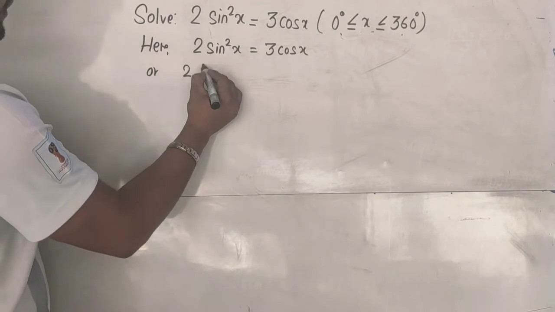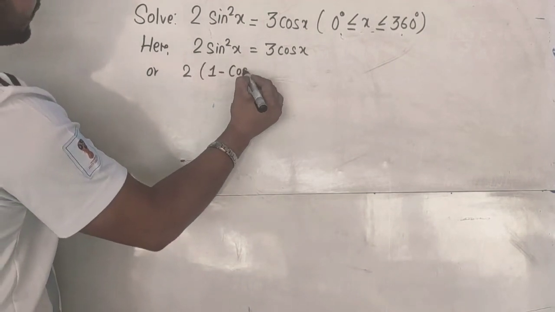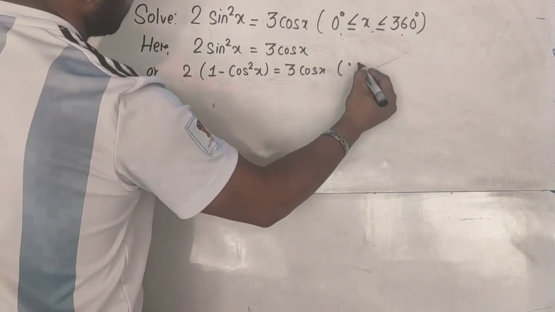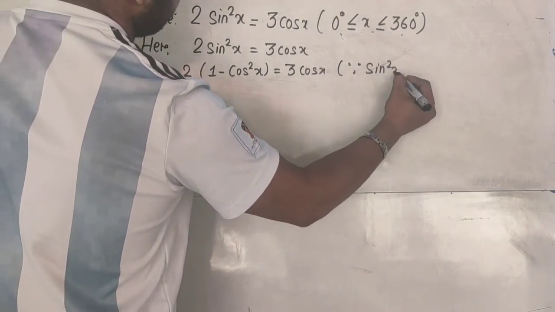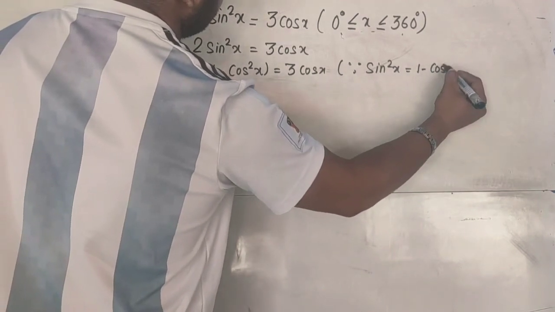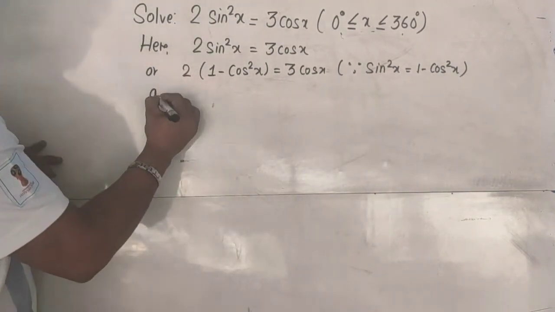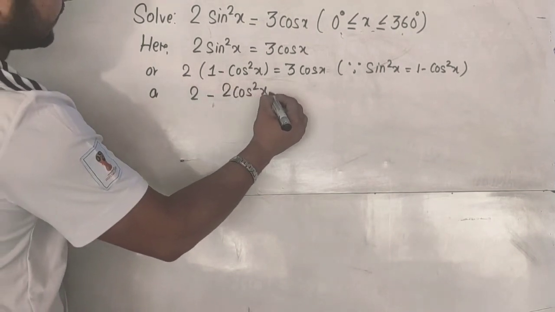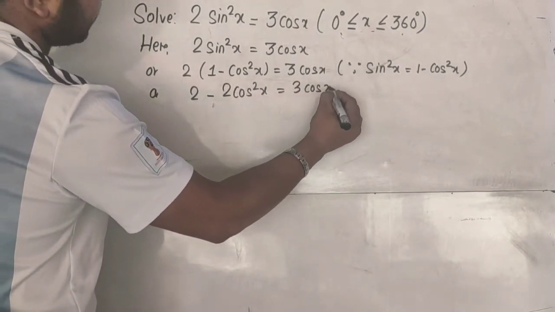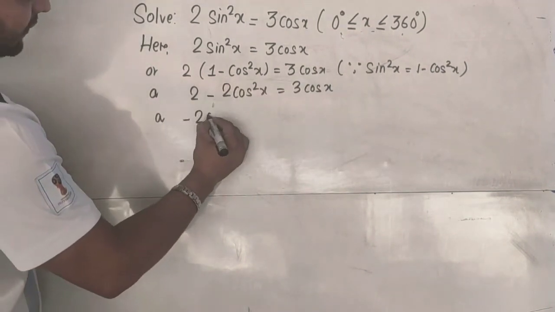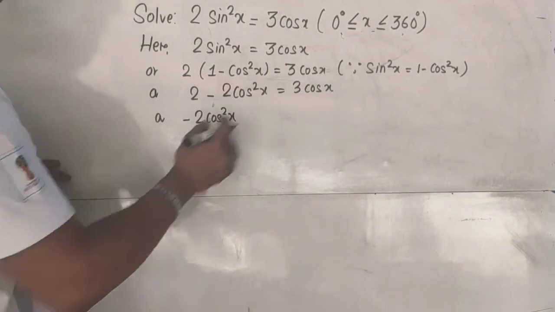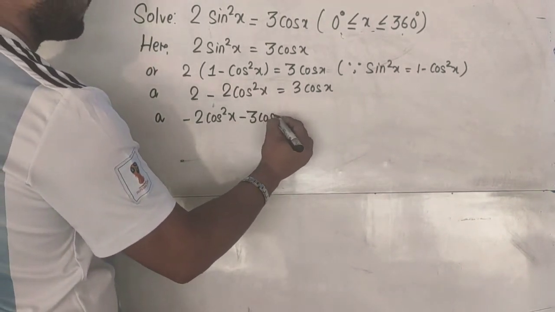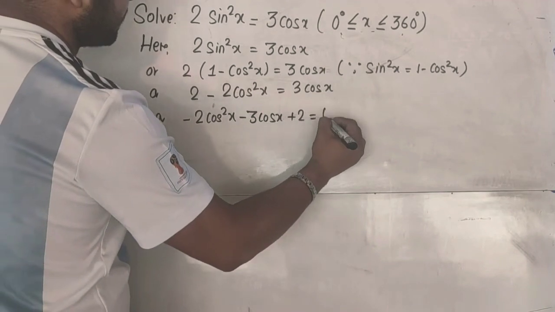Now in place of this sine square x, we can write 1 minus cos square x, because we know that sine square x is equal to 1 minus cos square x. Now let us multiply. 2 into 1 is 2. 2 into cos square x is 2 cos square x equals 3 cos x. I am arranging the terms here: minus 2 cos square x. When I take this plus 3 cos x before the equal to, it becomes minus 3 cos x, and then plus 2 as it is equals 0.